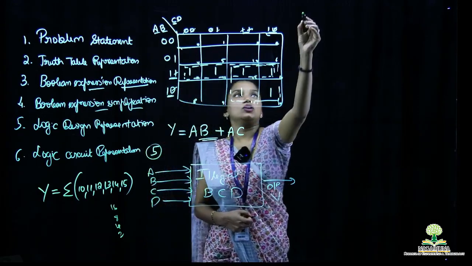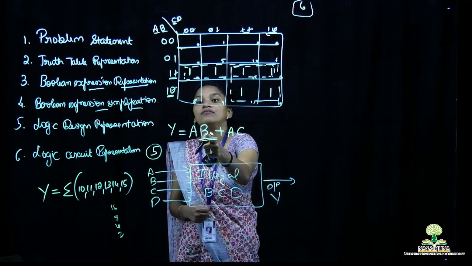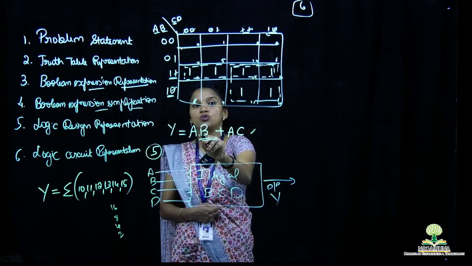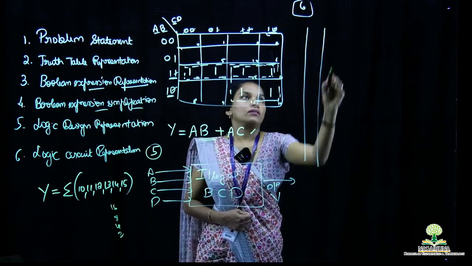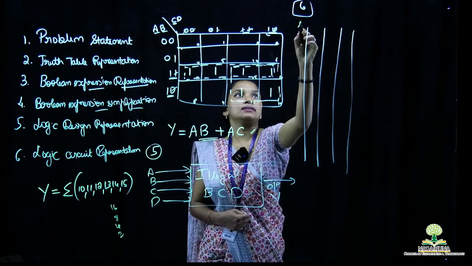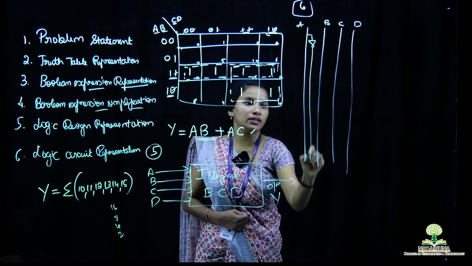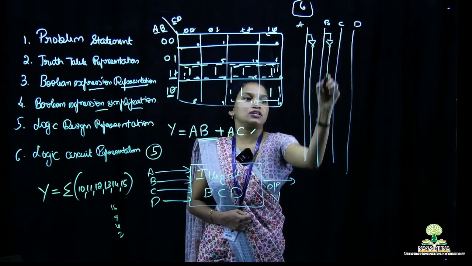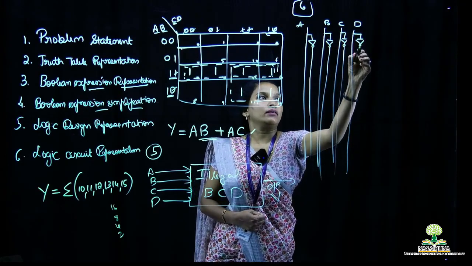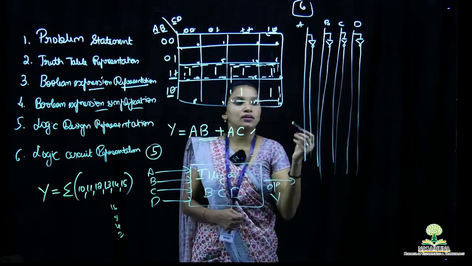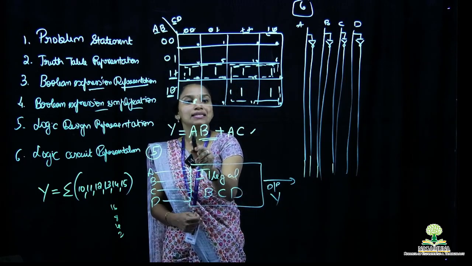Now coming to the last step, logic circuit representation. So how do we design a logic circuit? We already have the simplification Y is equal to AB plus AC. You just draw the inputs like this, A, B, C and D, and the negation of those inputs can also be drawn. When I say negation of these inputs, it is nothing but A bar, B bar, C bar and D bar, which was actually not necessary for this particular sum. Why? Because we have the output as AB plus AC.